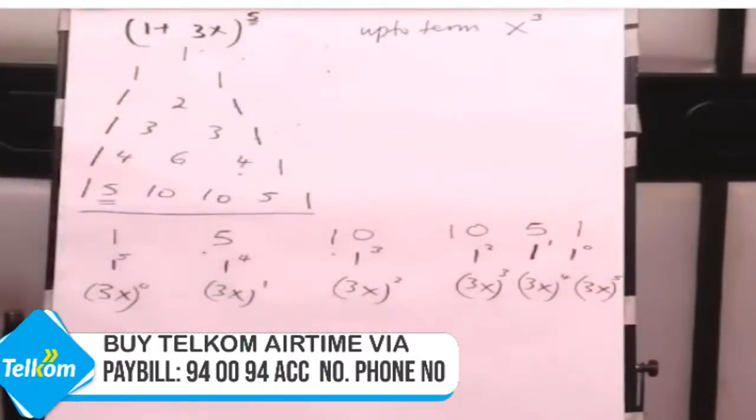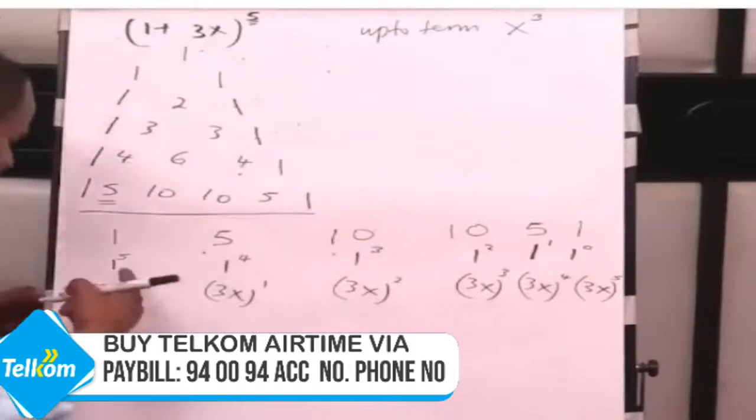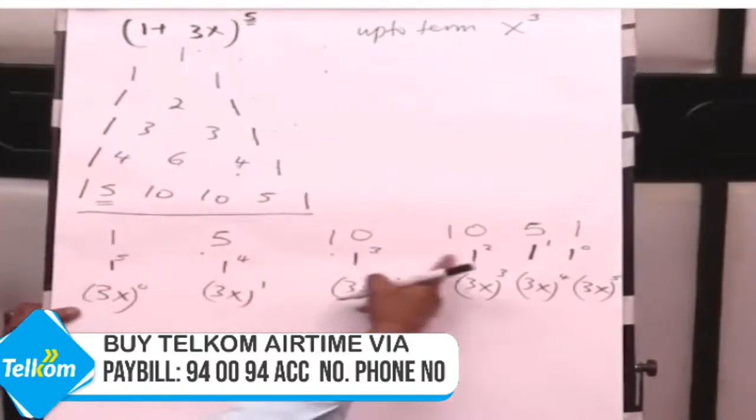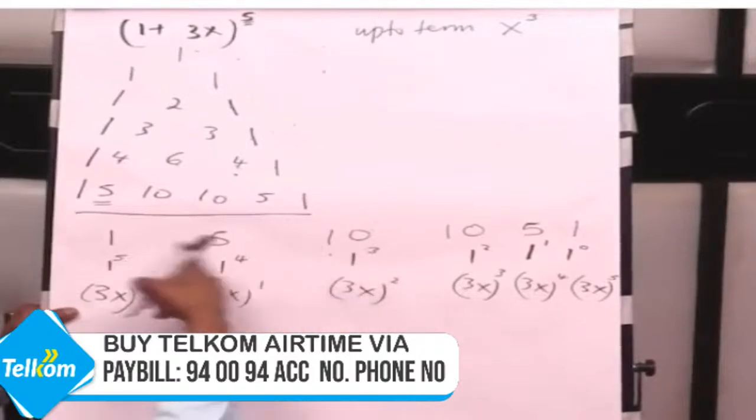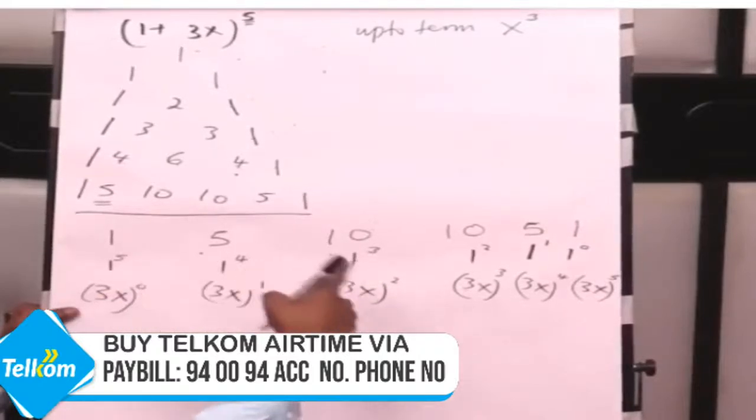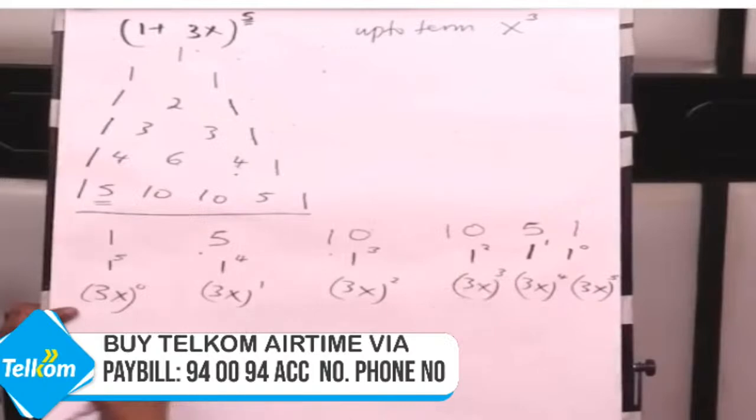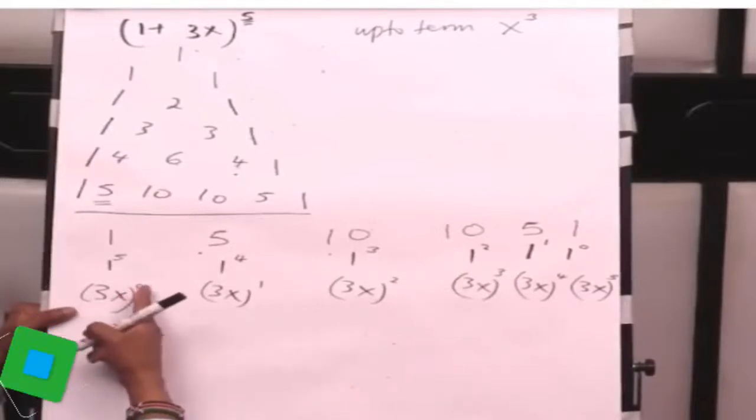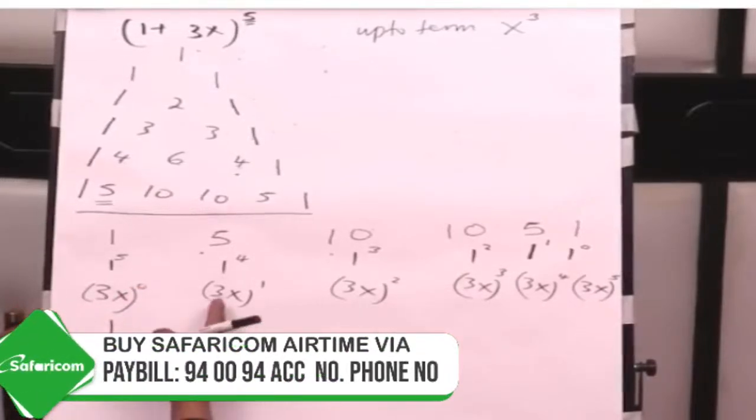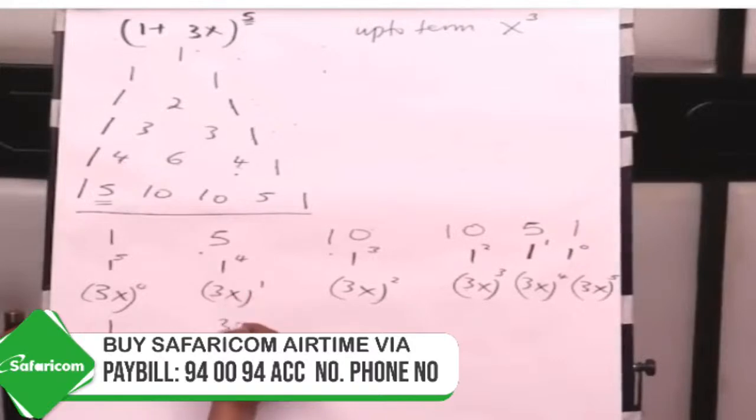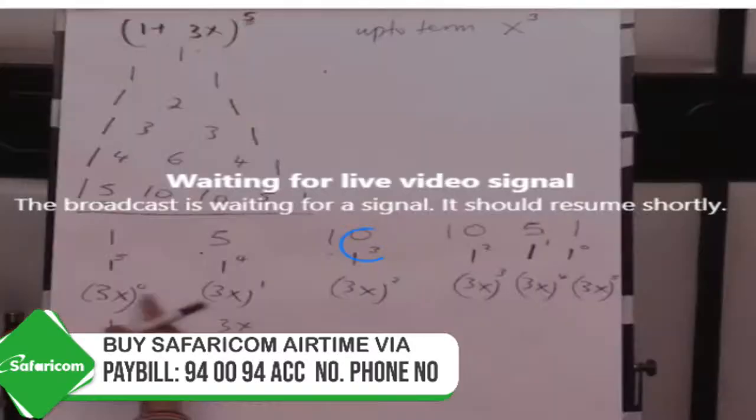Then expand this. So any 1 raised to any power, 1 raised to power a million is 1, 1 raised to power 1 is 1, 1 raised to power 0 is 1. So this remains as 1. But 3x raised to power 0 is 1. 3x raised to power 1 is 3x. I'm expanding this now.